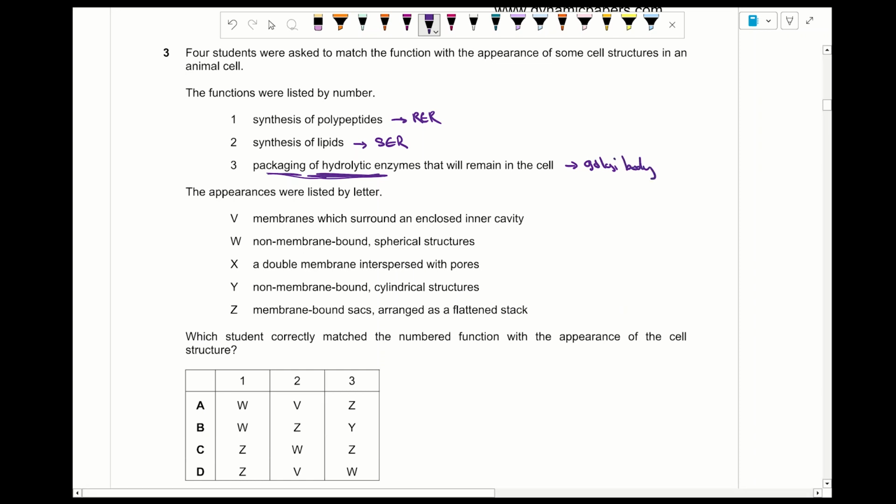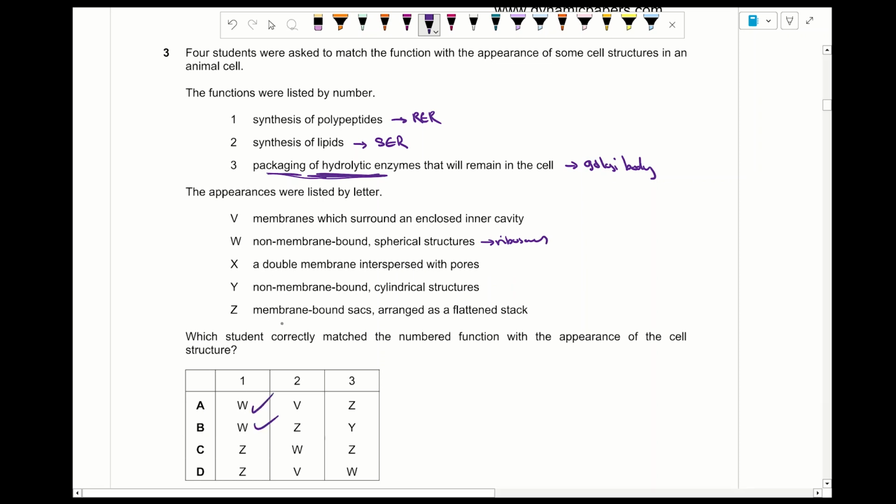Now, let's see the suggestions that we have here. For 1, it's either W or Z. Now, let's look at W, non-membrane bound spherical structures. We all know that the ribosomes are not membrane bound and they are spherical. Therefore, this is ribosomes. And the answer is going to be W.